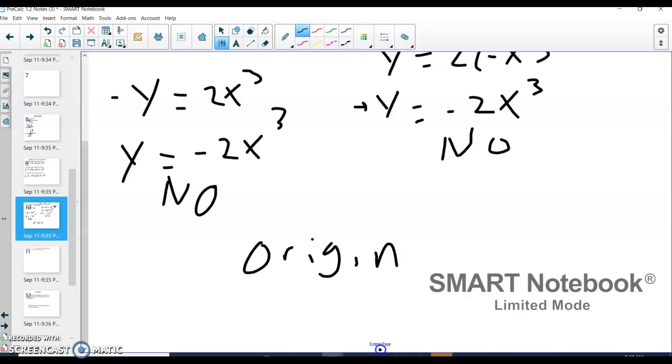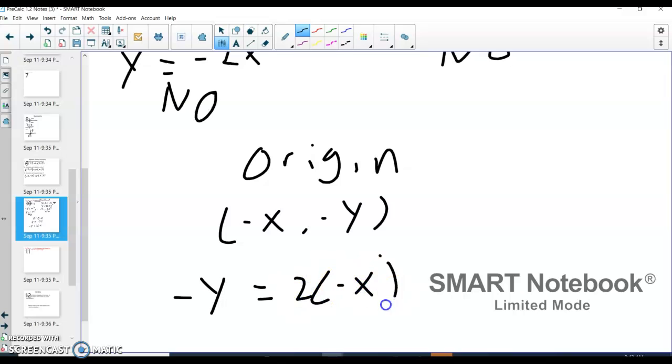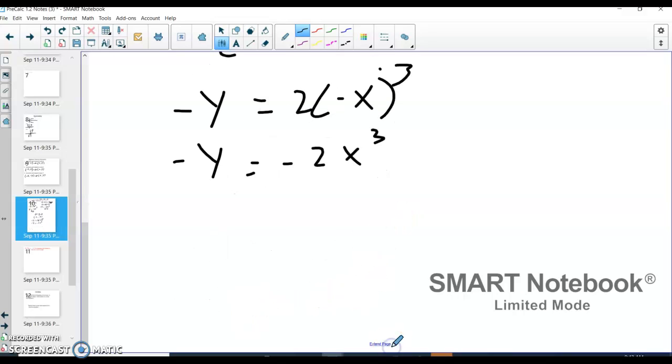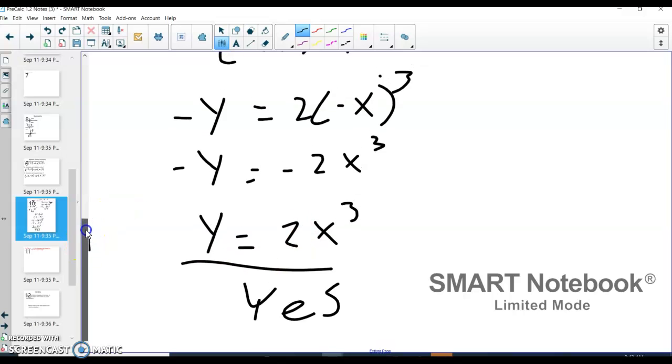Origin, you're plugging in a negative x and a negative y, so this would be negative y equals 2 times negative x cubed. Sorry, this is going to be negative y. We just did negative x cubed, and we got negative 2x cubed. We can divide both sides by negative 1, and you get y equals 2x cubed. This is the same as your original function, so yes, it does have origin symmetry in this problem.